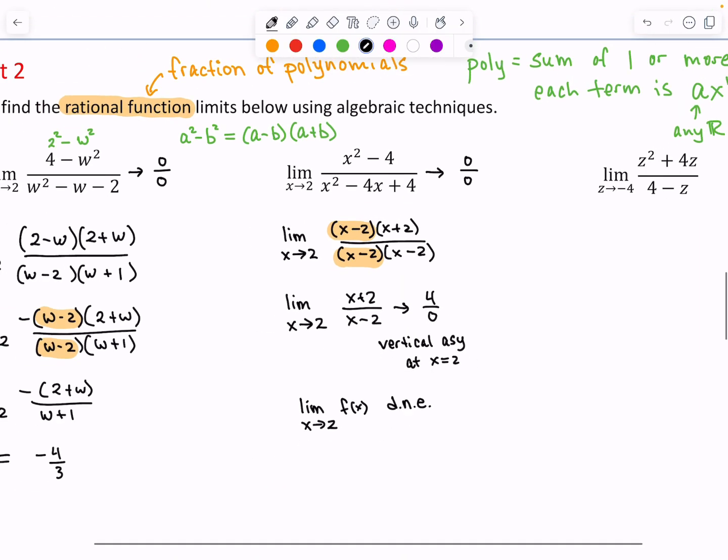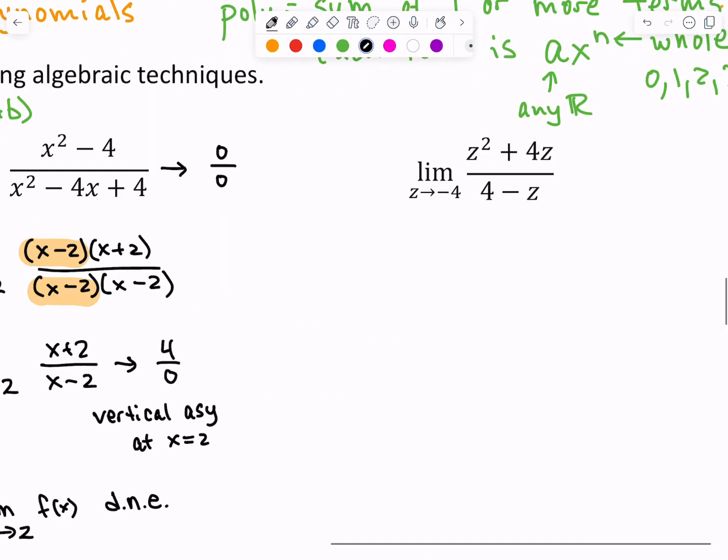Okay, now let's look at the third rational function. This time the input variable is z. This denominator suggests that z, and I cross my z's, cannot be 4. But notice that's not the z that we're approaching. Rational functions are always continuous for input values that are in their domain, and -4 is in the domain.